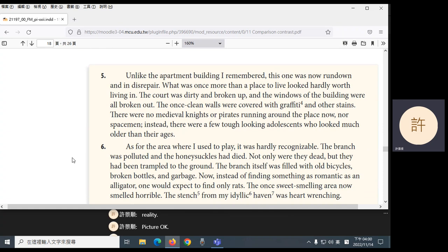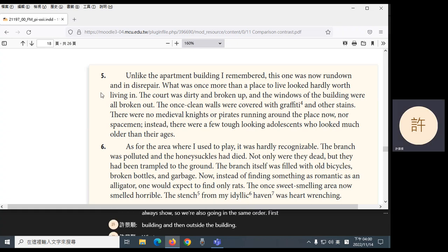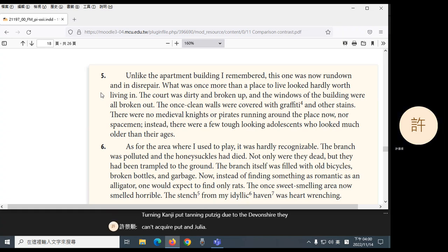Unlike the apartment building I remembered, this one was now run down and in disrepair. So we're also going in the same order. First building and then outside the building. What was once more than a place to live looked hardly worth living in. This is also a good sentence. It once looked like more than a place to live, and now it looks almost uninhabitable. The court was dirty and broken up.